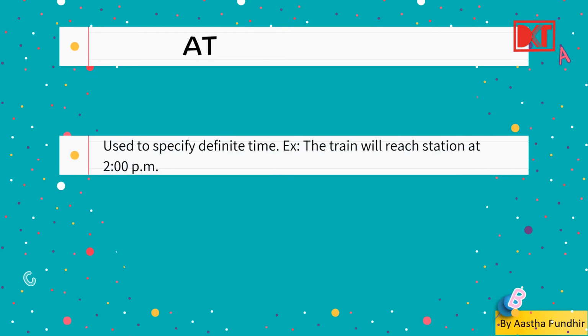At. Now when is at used? When it is used to specify definite time. The train will reach the station at the specified time. We are saying that the train will arrive at exactly 2 o'clock.